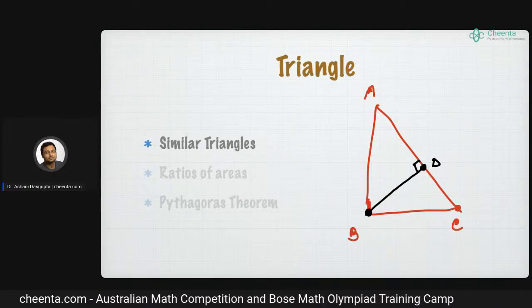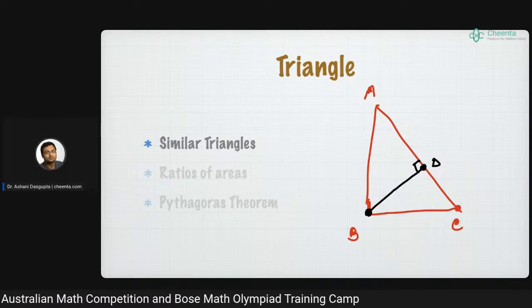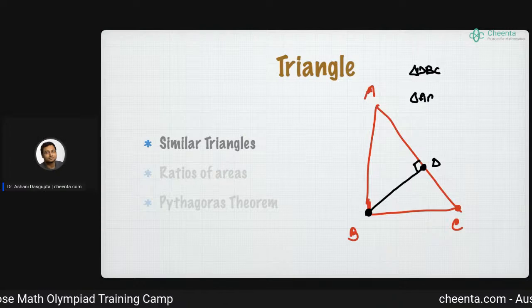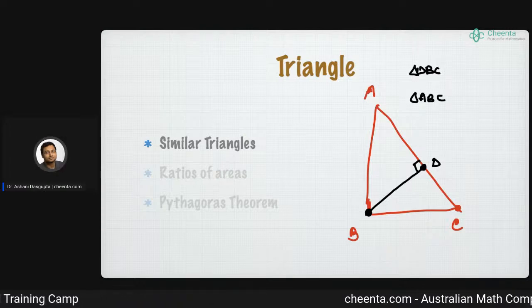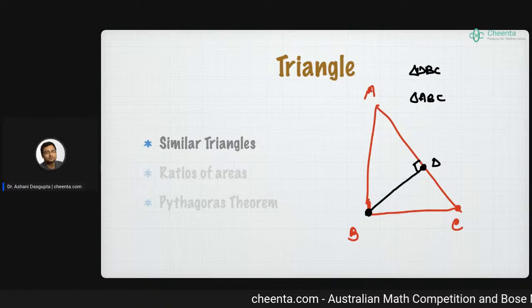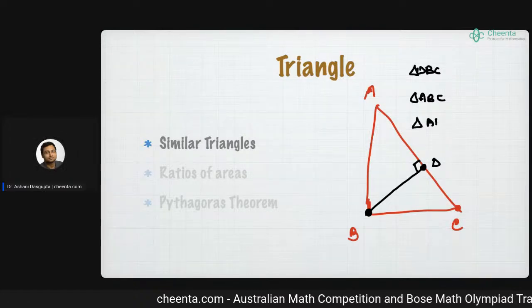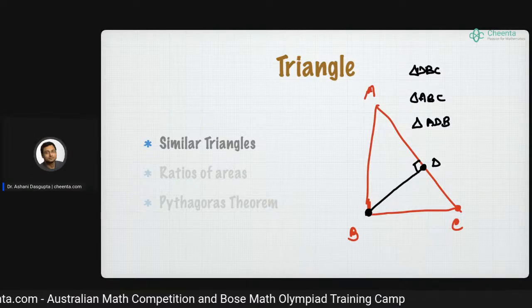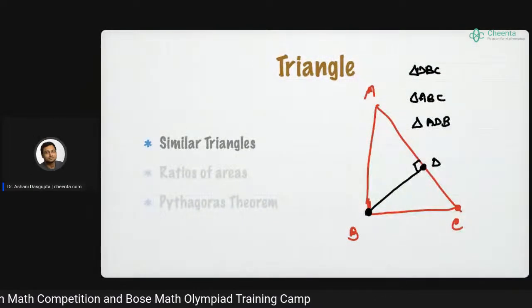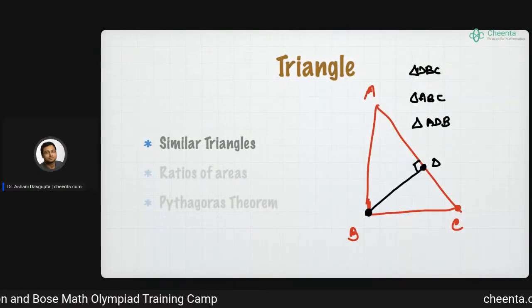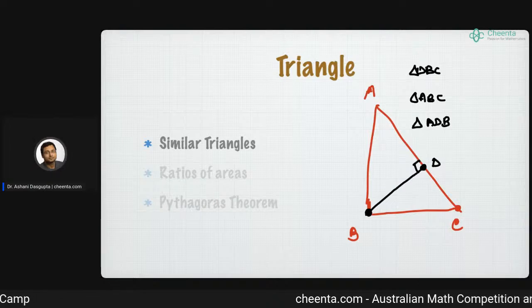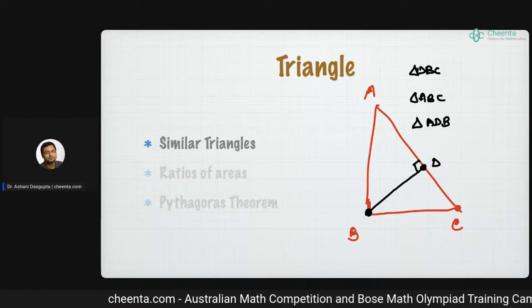DBC, ABC, ADB. Very nice. So what is your name? My name is Sachi Kapoor. Sachi Kapoor. Okay, sorry, I was pronouncing it wrong, but you did a very nice job. Good answer. Okay, Sachi, so you have DBC and ABC and ADB. That's correct. It's a very beautiful picture, actually.